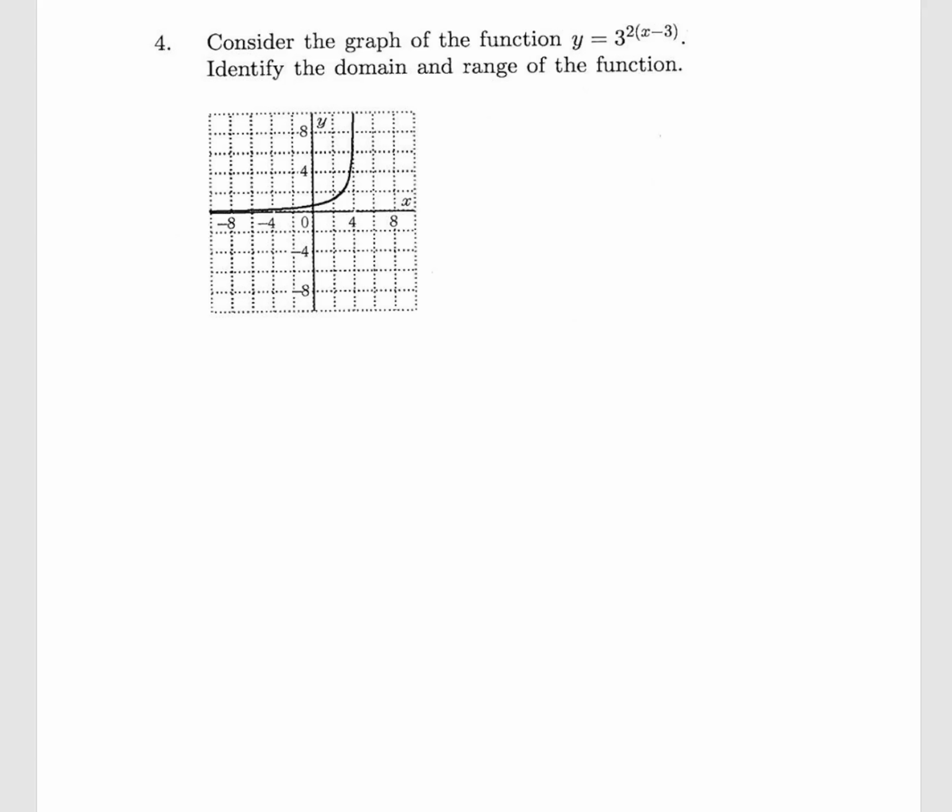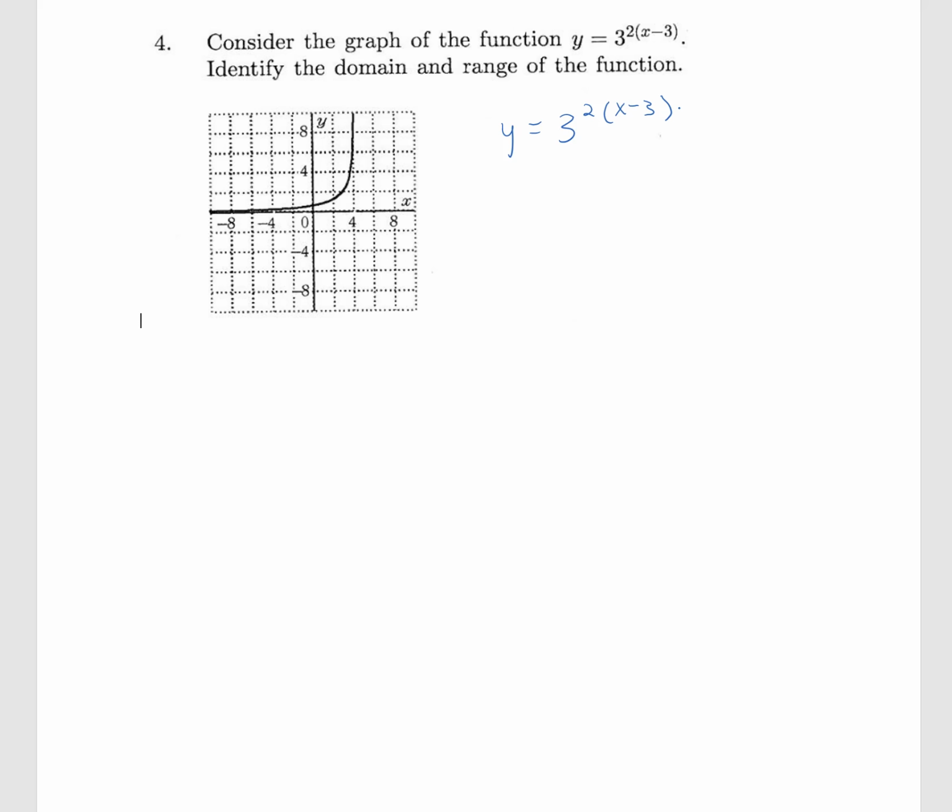Question 4 is asking us to consider the graph of the function y equals 3 to the power of 2 times x minus 3, and to identify the domain and range of this function. So I'm going to rewrite the function we have. So y equals 3 to the power of 2 times x minus 3. And we can rewrite this as an expression with log in it, and that's going to help us see what the domain and range are.